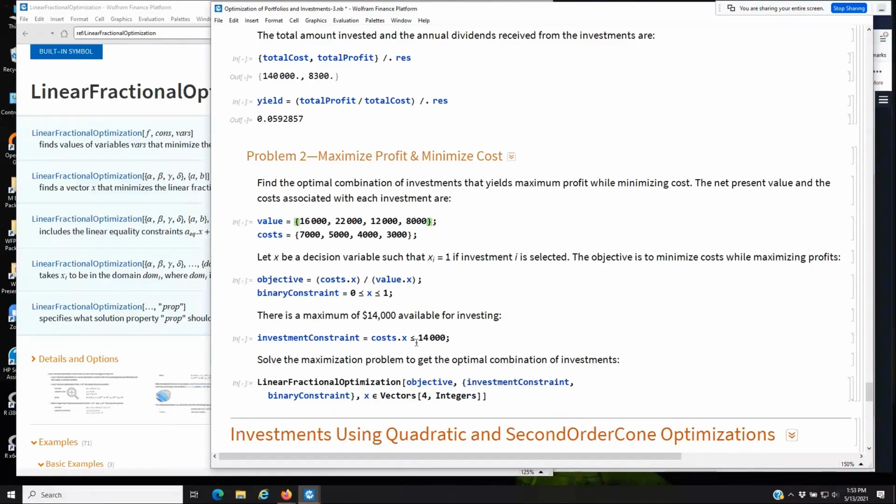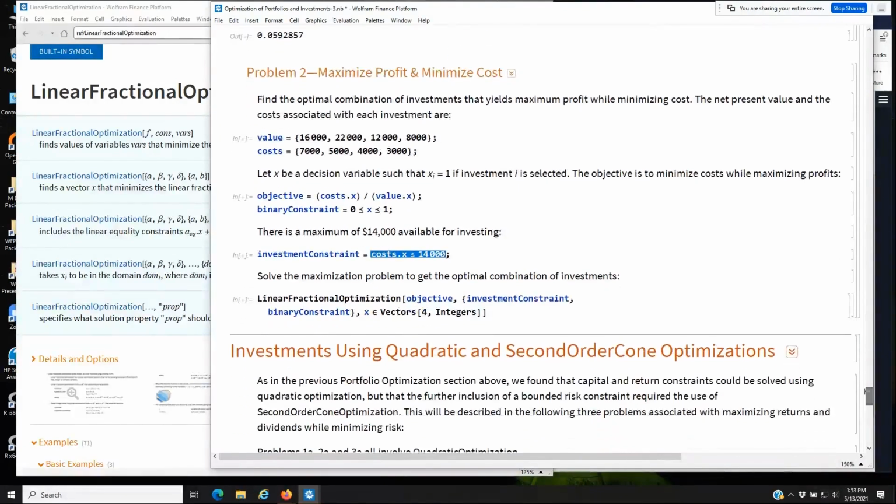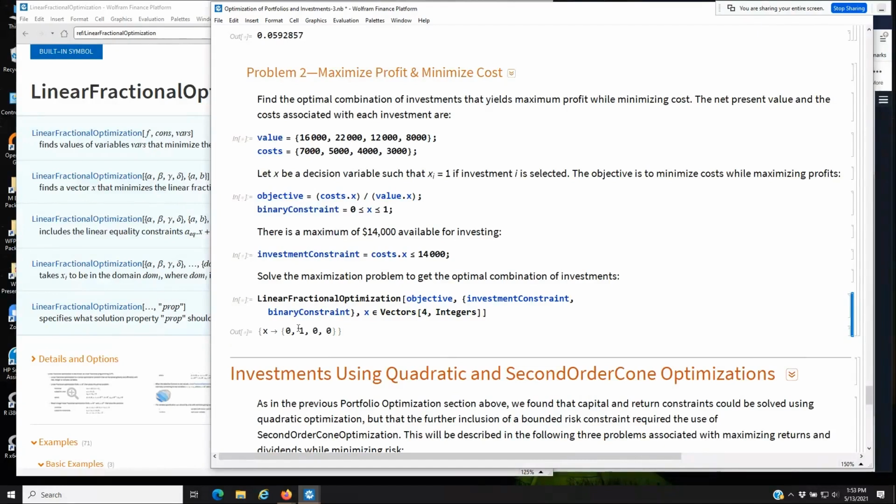And I've got $14,000 overall. So my costs are bounded above here. So I now put in the objective function, which is this ratio. And I've got 2 constraints. They all depend upon x. And now x belongs to the set of vectors of length 4 whose elements are integers. And we can solve for that. So basically it comes back and says only buy the second stock. And the reason for this is it has the highest value with, relatively speaking, the lowest cost.